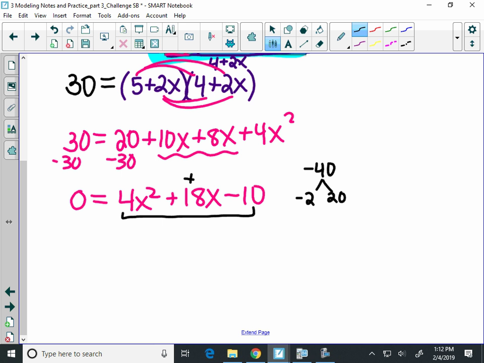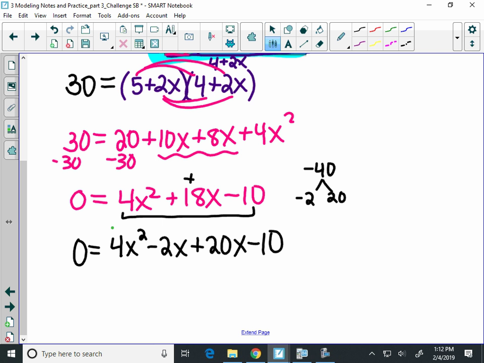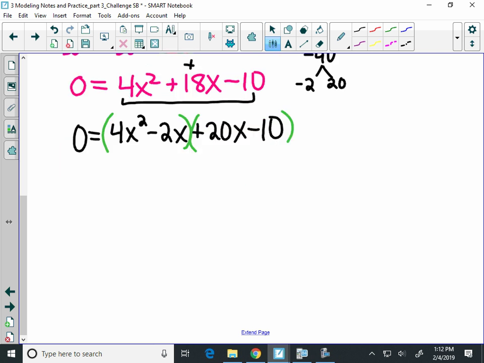All right, so let's split the middle here. So 0 equals 4x squared minus 2x plus 20x minus 10. All right, and we're going to split our middle. So what's the GCF for the left group? 2x. So we'll pull out a 2x here. We'll have 2x minus 1.